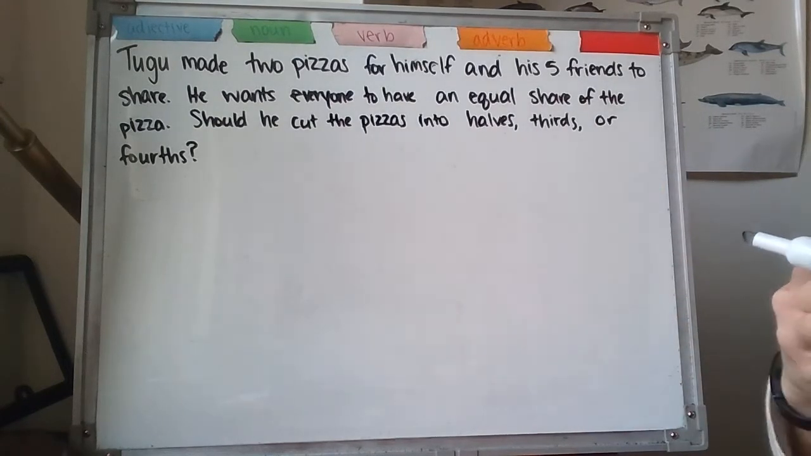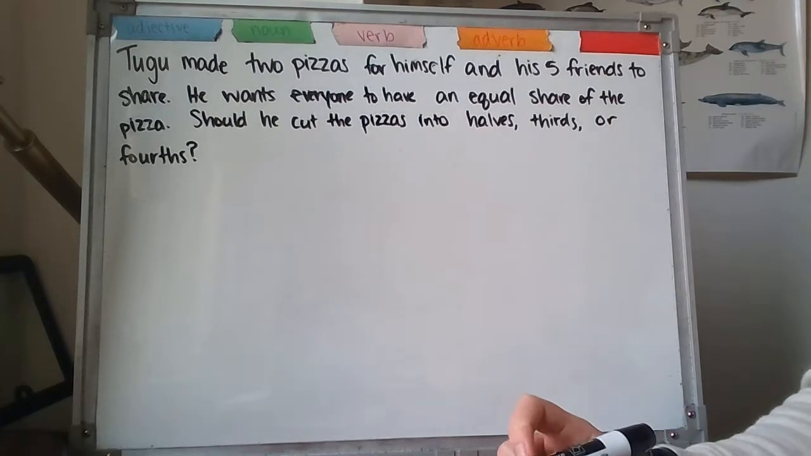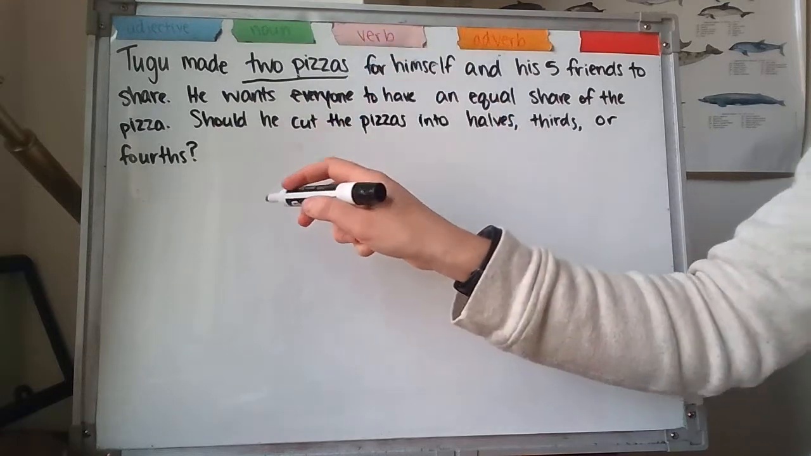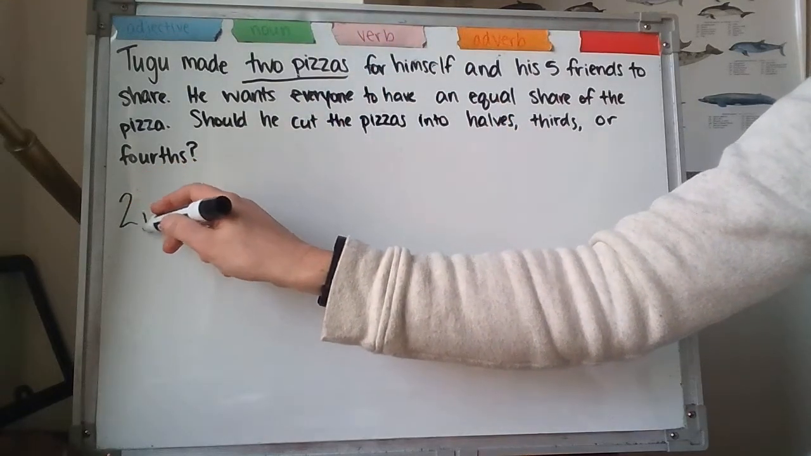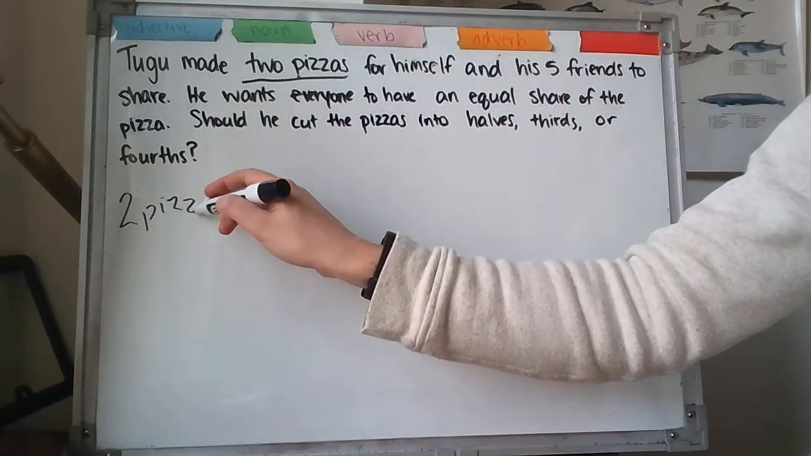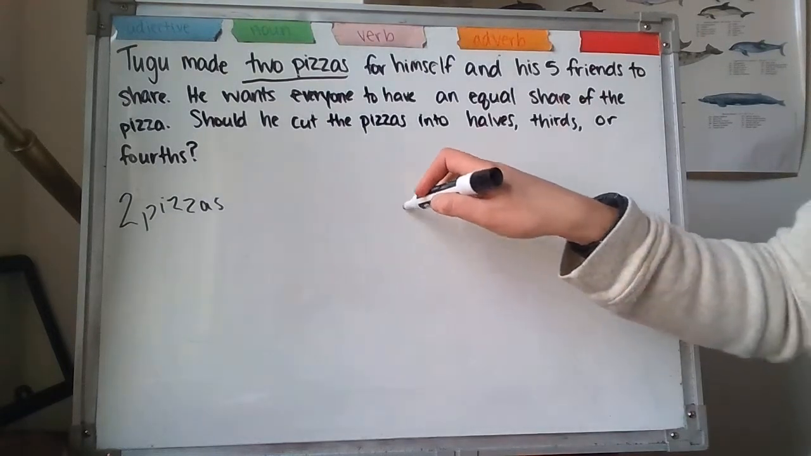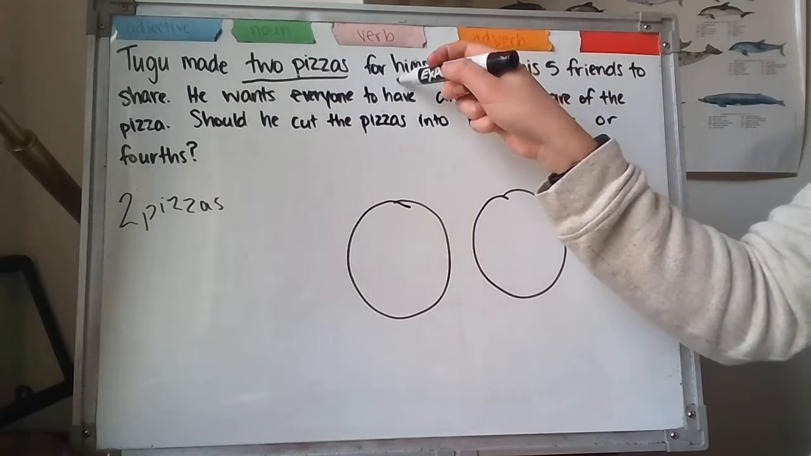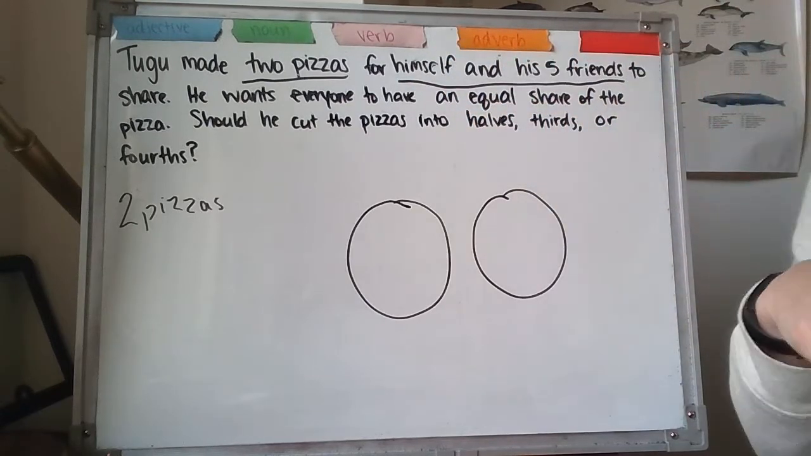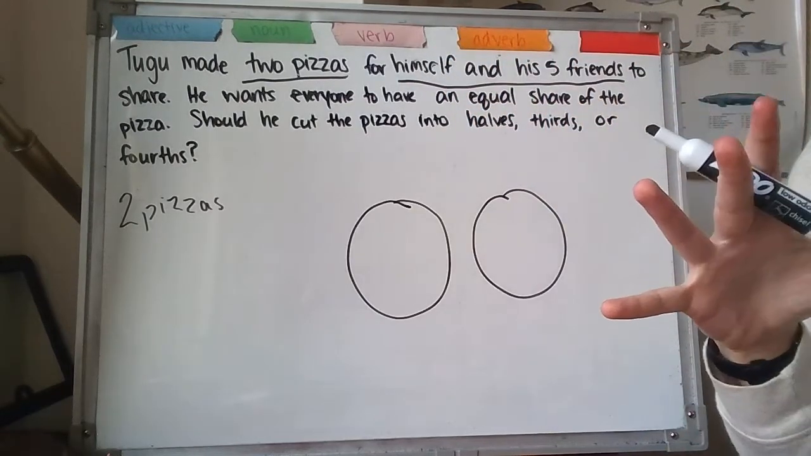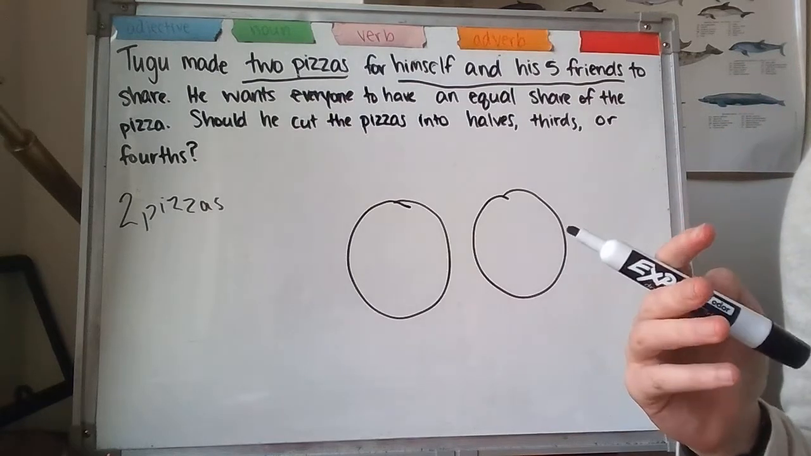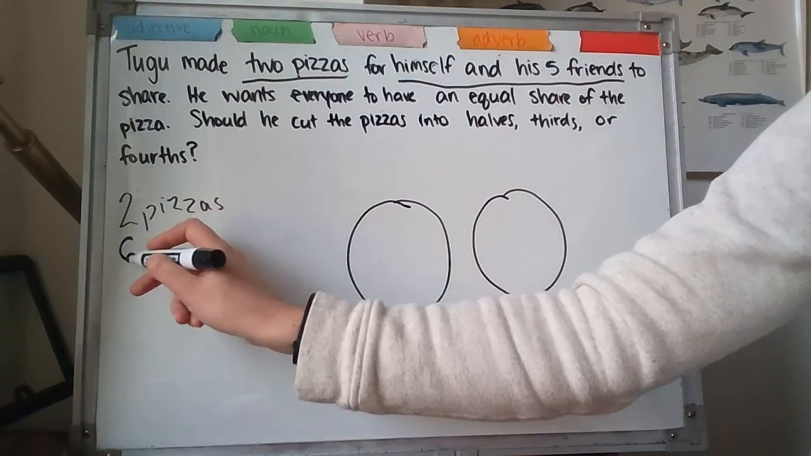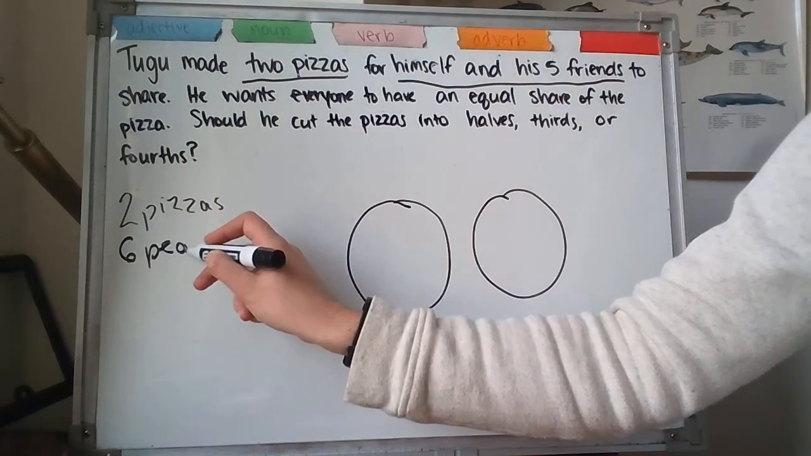So, I am starting out with what I know. I know that there are 2 pizzas. So I can write that down, 2 pizzas. I'm going to draw a pizza and a pizza. I know for himself and his 5 friends. So if it's Tugu and 5 friends, how many people are there total? Tugu and 5 friends, that means 6 people.